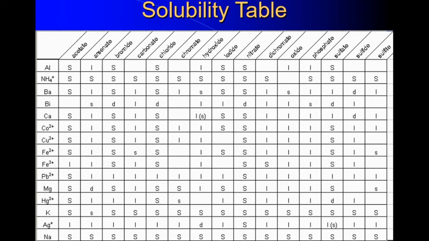Let's do the last one, which is I for insoluble. Let's find silver, which is at the top of the list of cations, and run your finger over to sulfate. See how it says I? I stands for insoluble, so you would write S for solid. That is an insoluble salt. We're not going to worry about decomposes. What that means is that it won't dissolve or stay as a solid. It's going to do something else. So we're just not going to worry about decomposes in this class either.